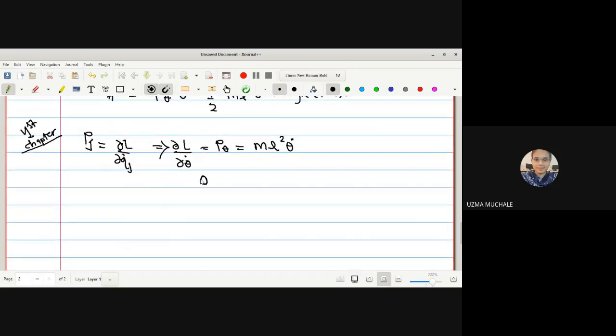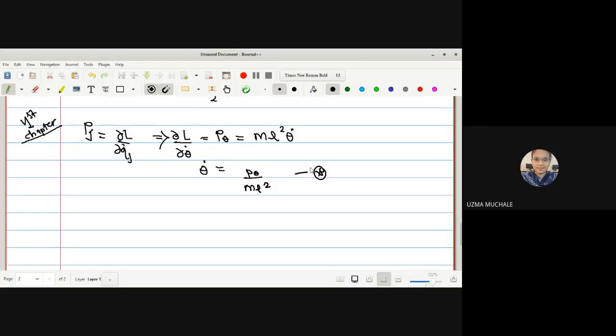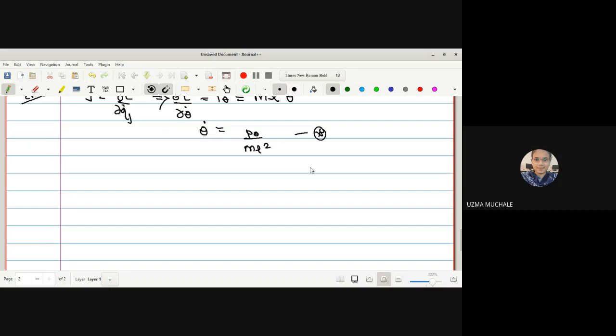So now let me find out the value of theta dot from this equation. It will be p theta divided by m l square. Let me have some notation for this equation. Now what we have to do is use this value of theta dot in our equation of H. What is H? H is equal to p theta into theta dot minus 1 by 2 m l square theta dot square plus m g l (1 minus cos theta).